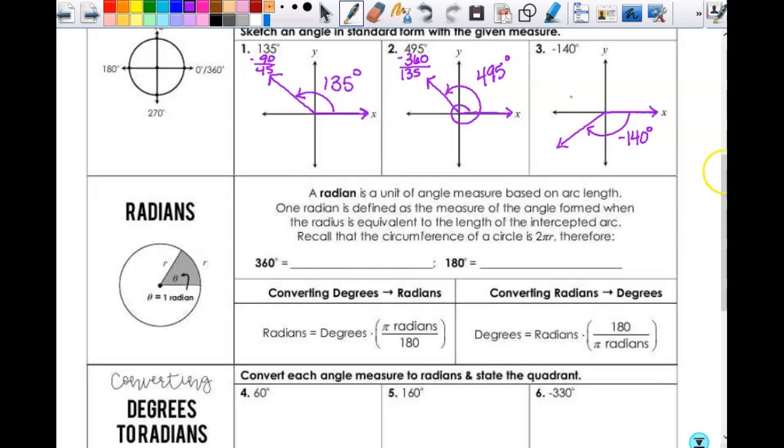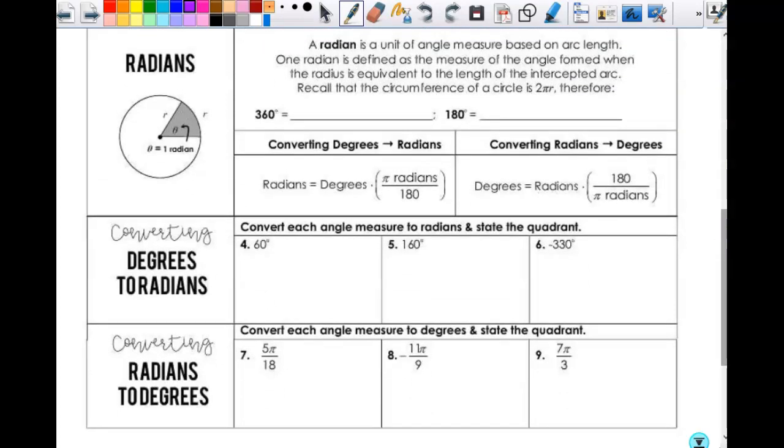All right. So now let's talk radians. A radian is a unit of angle measure based on arc length. One radian is defined as the measure of the angle formed when the radius is equivalent to the length of the intercepted arc. That sounds way more complicated than it is. The radius is the same all the way around the circle, right? So if I could pick up the radius and bend it around the circle right there, that is a radian. We'll talk a lot about the unit circle, so the radius is always 1.